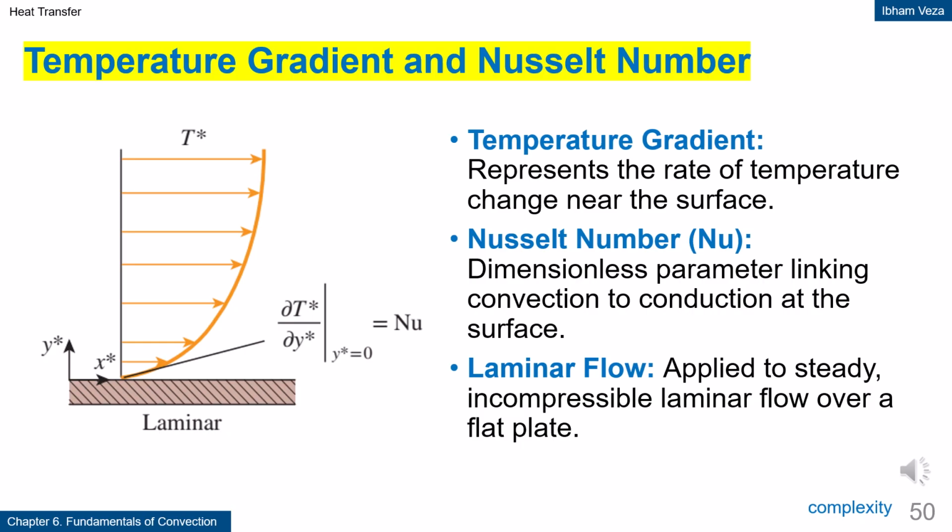Temperature gradient and Nusselt number. The temperature gradient at the surface determines the conductive heat transfer rate near the wall. The Nusselt number links convective heat transfer to pure conduction at the surface. For steady laminar flow over a flat plate, this relationship can be derived analytically. A higher Nusselt number indicates more effective heat transfer. Therefore, the Nusselt number becomes a measure of convection performance.